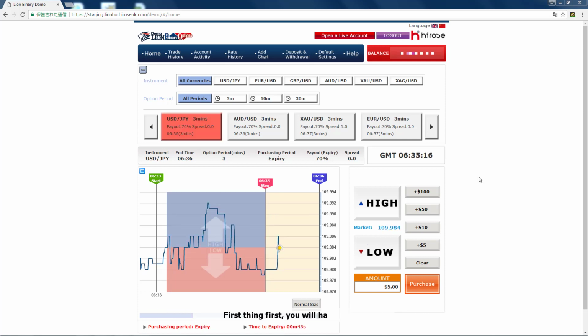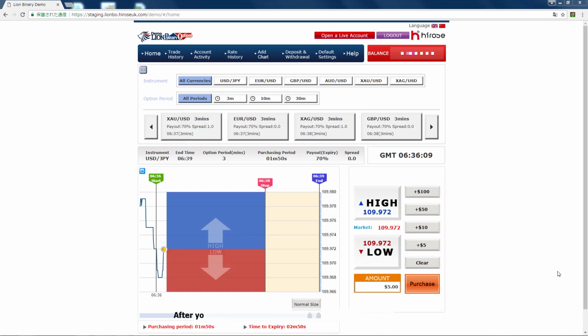Of course, first things first, you have to log in. To log in, you just need to enter your login ID and password. After you enter your login ID and password, just click on login and you'll be good to go.